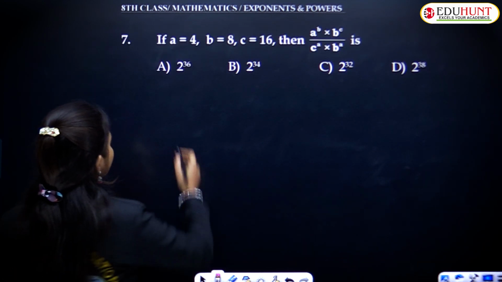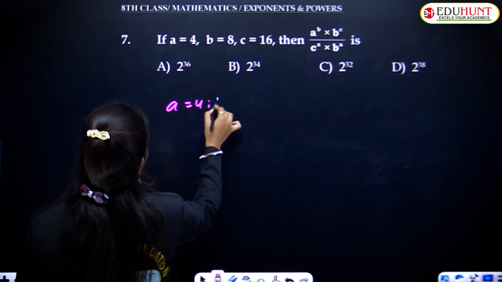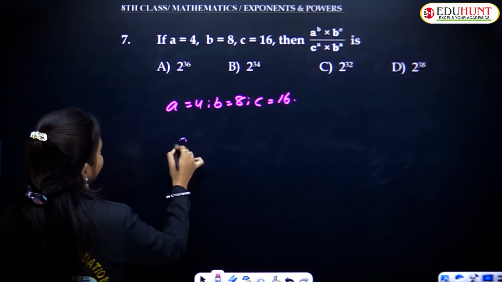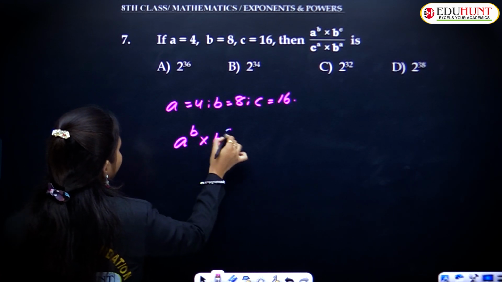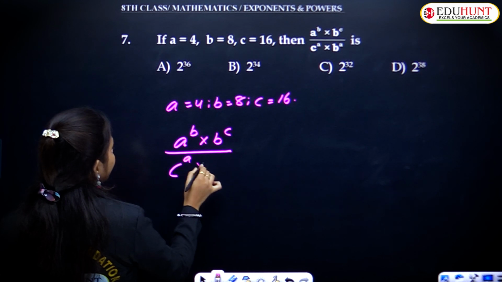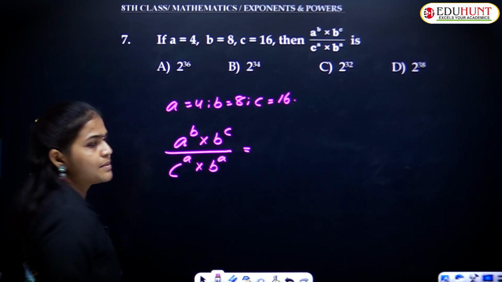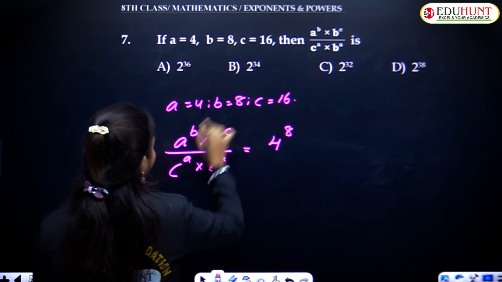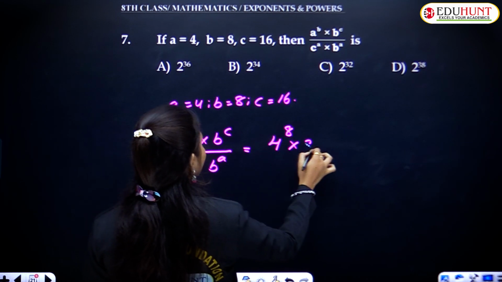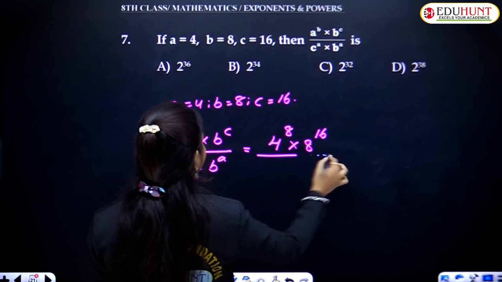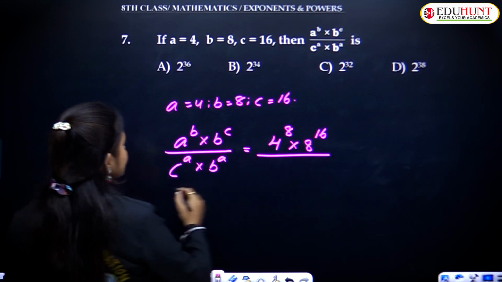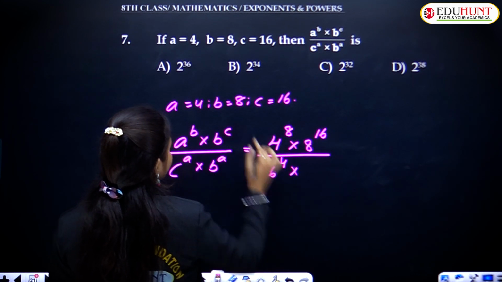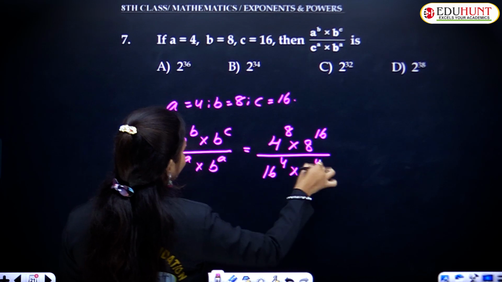Yes, this is also just substitution only. If A is equal to 4, B is equal to 8, C is equal to 16, now we need to find the value of (A power B into B power C) whole by (C power A into B power A). Just substitute those values. So A is equal to 4, B is equal to 8, and C is equal to 16, whole by C is equal to 16, power A is equal to 4, into B is equal to 8, power A is equal to 4.